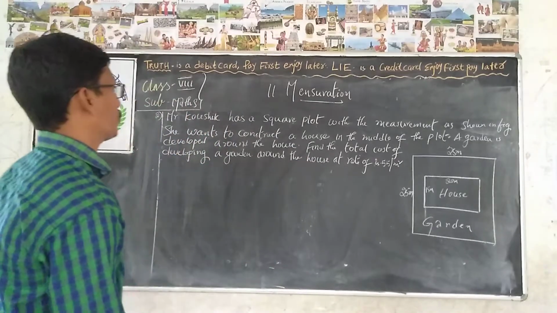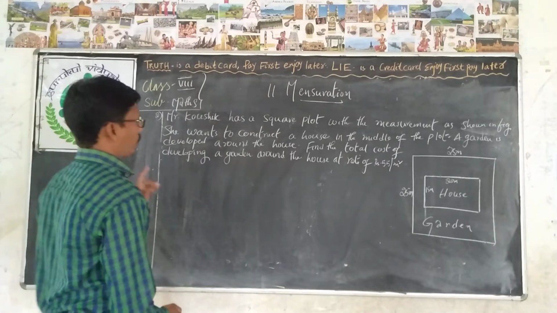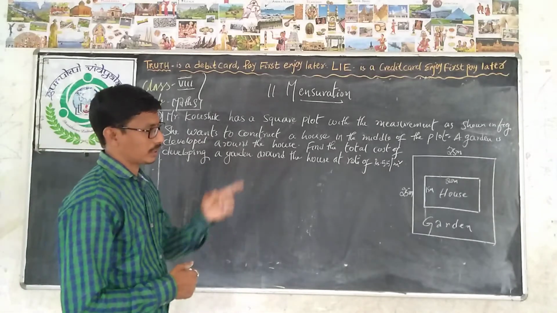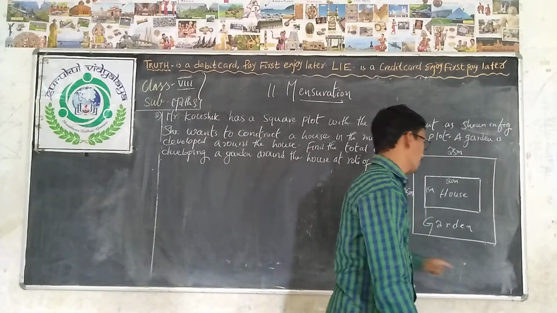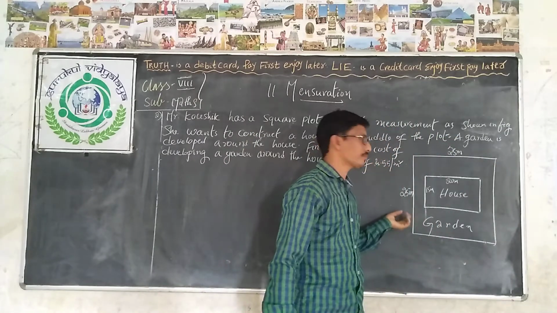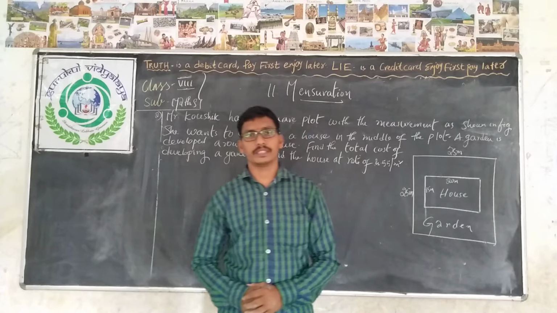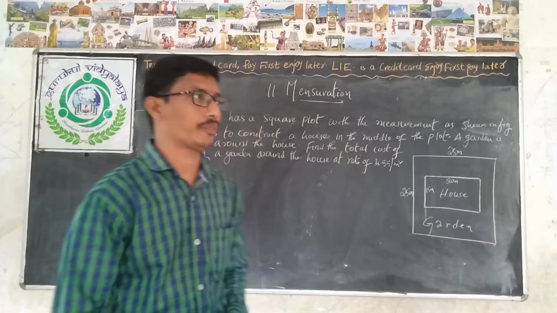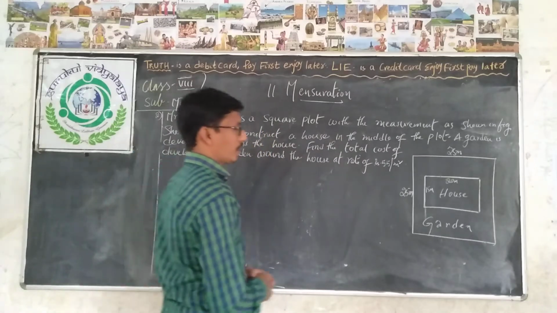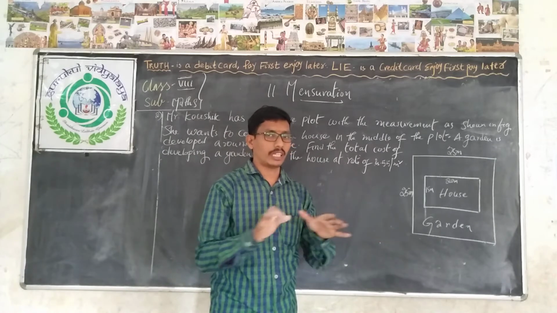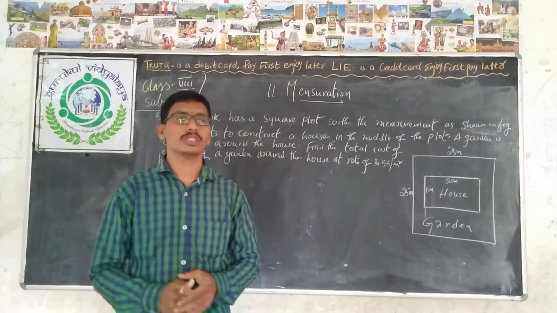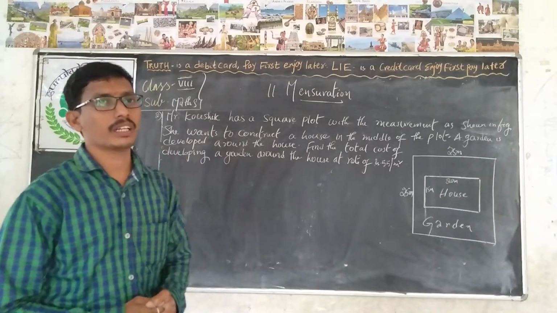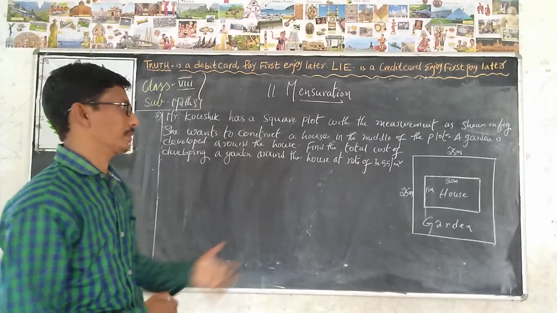Children, first try to understand what is given. Mr. Kaushik has a square plot. Observe the figure, all of you. What is the side of the square plot? 25 meters. Each side is 25 meters. In a square plot, all the sides are the same, so in all sides the length will be 25 meters.